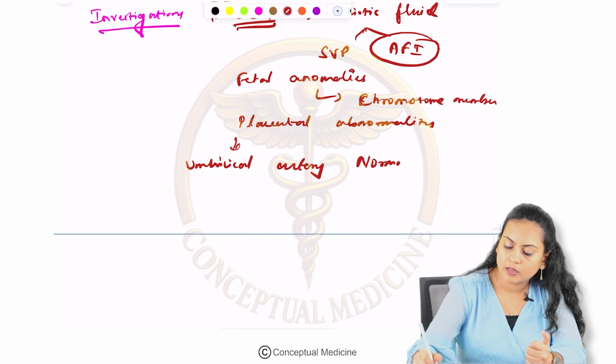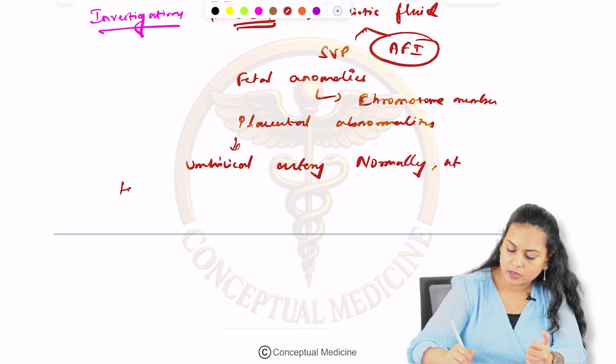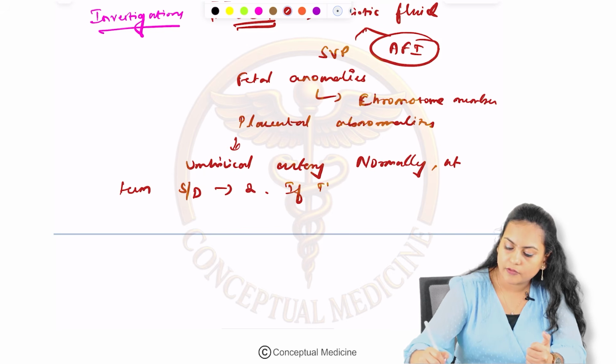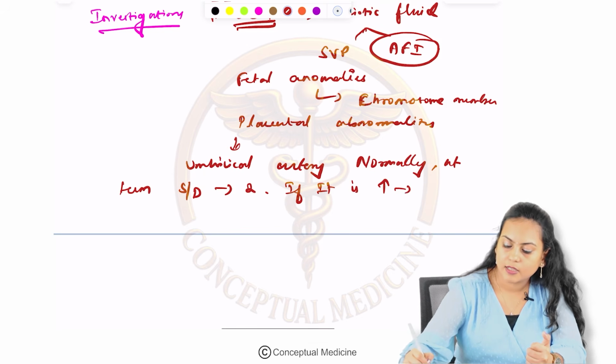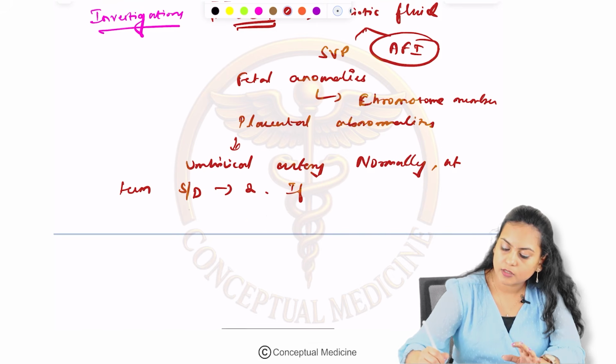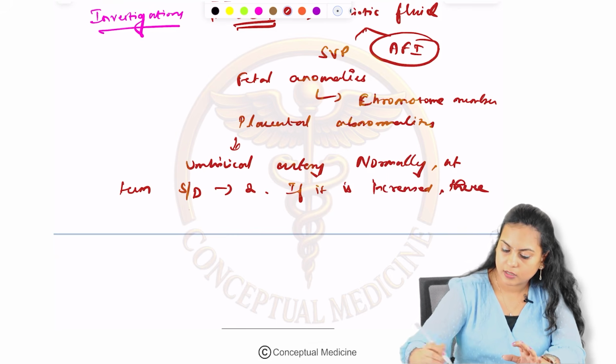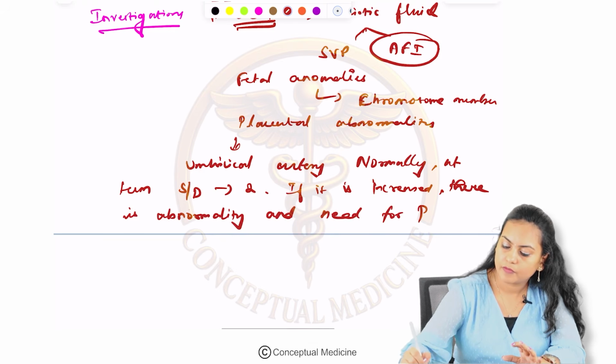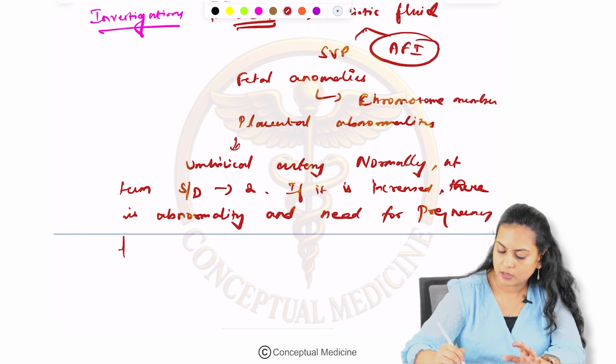Normally, at term, the S/D ratio of the umbilical artery is around 2. Suppose if it is increased, then there is abnormality and a need for pregnancy termination. Okay.